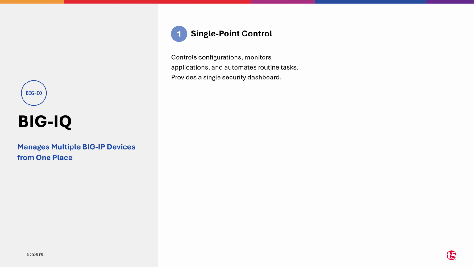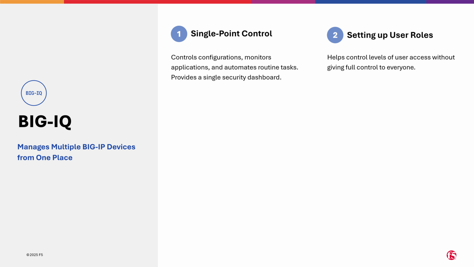BIG-IQ is F5's tool that helps you manage multiple BIG-IP devices from one place. It makes it easier to control configurations, monitor applications, and automate routine tasks. You can see how your devices are performing and check security settings through a single dashboard. This saves time and makes troubleshooting faster and easier. One helpful feature of BIG-IQ is that it lets you set up different user roles. This means each person can get the right level of access without giving full control to everyone.